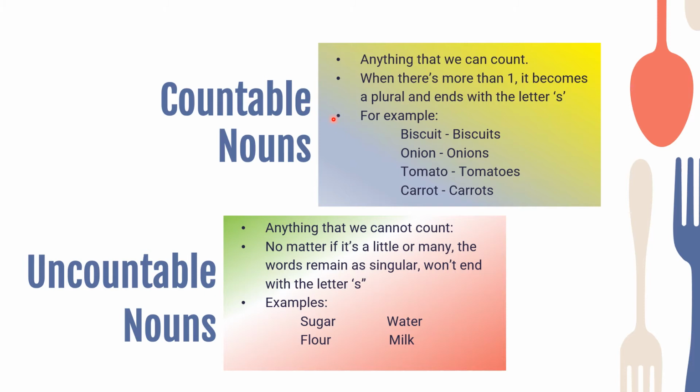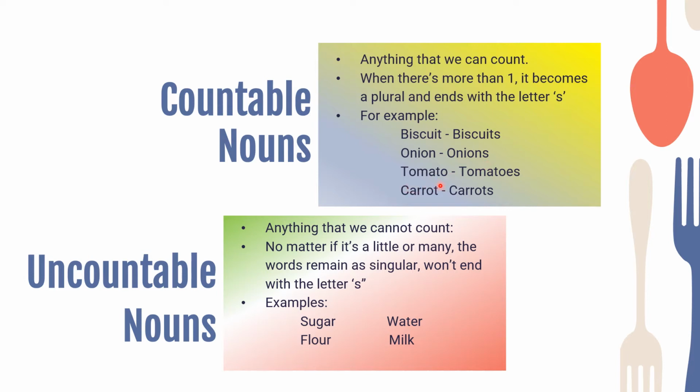When there's more than one, it becomes a plural and ends with the letter S. For example, biscuit. When it becomes plural, it is biscuits, and it ends with the letter S. The word onion. Onion is singular, but when it becomes onions, with the letter S, it becomes plural.